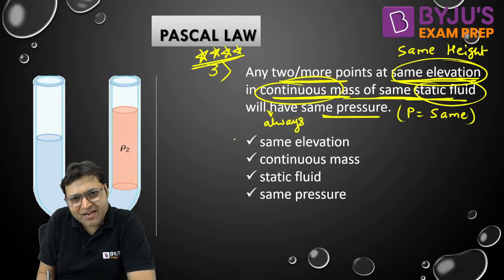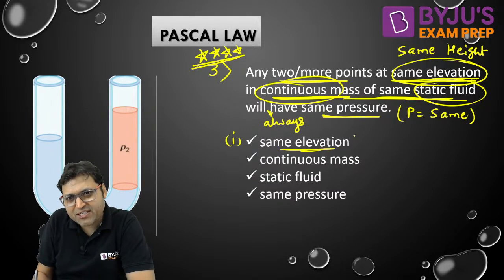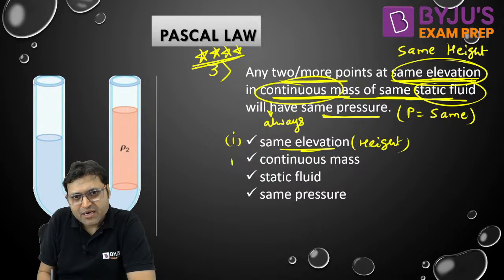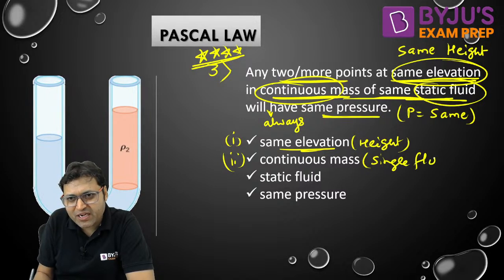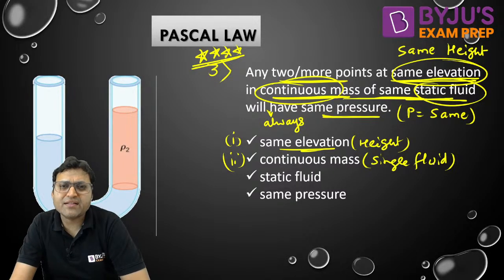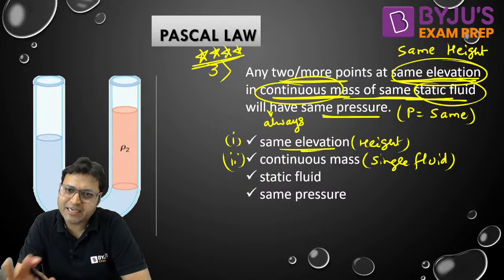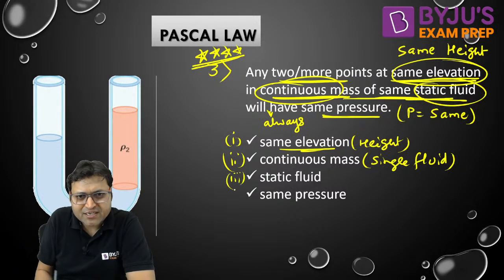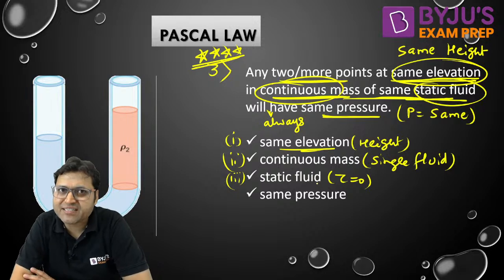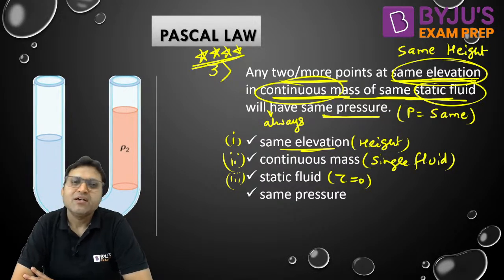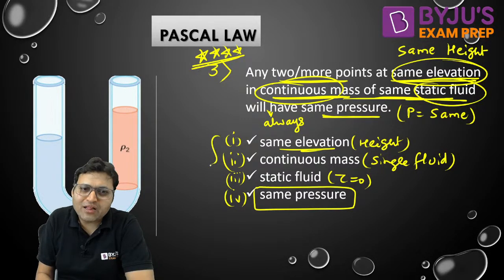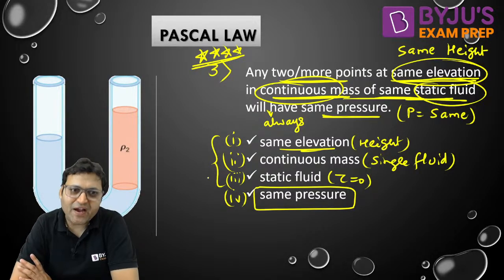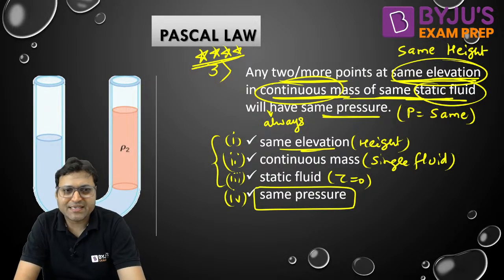So these are the conditions. Condition number 1, same elevation or same height. Condition number 2, continuous mass. It means it must be a single fluid. Continuous mass means single fluid. That is only when it is called a continuous mass. It must be a single fluid. The third condition is static fluid. There should not be any shear stress developed. There should not be any relative motion. There should not be any angular deformation, or there should not be any flow. So they will have the same pressure. If all the above 3 conditions are satisfied, then the pressure will be same.